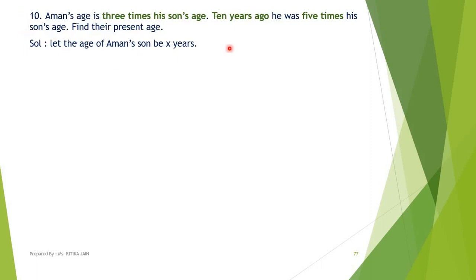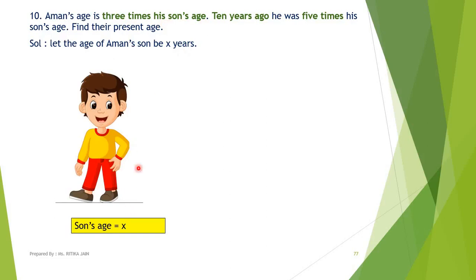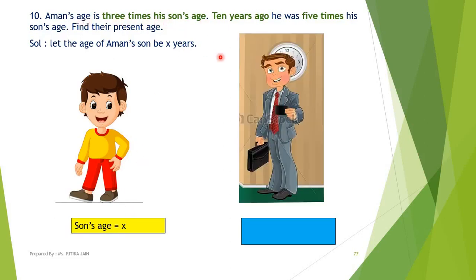Again, this question is based on age. Aman's age is 3 times his son's age. So the first step, let the age of Aman's son be x years. Okay? And Aman is 3 times his son's age. So what would be the age of Aman? 3x. Again a relation is given. 10 years ago he was 5 times his son's age.